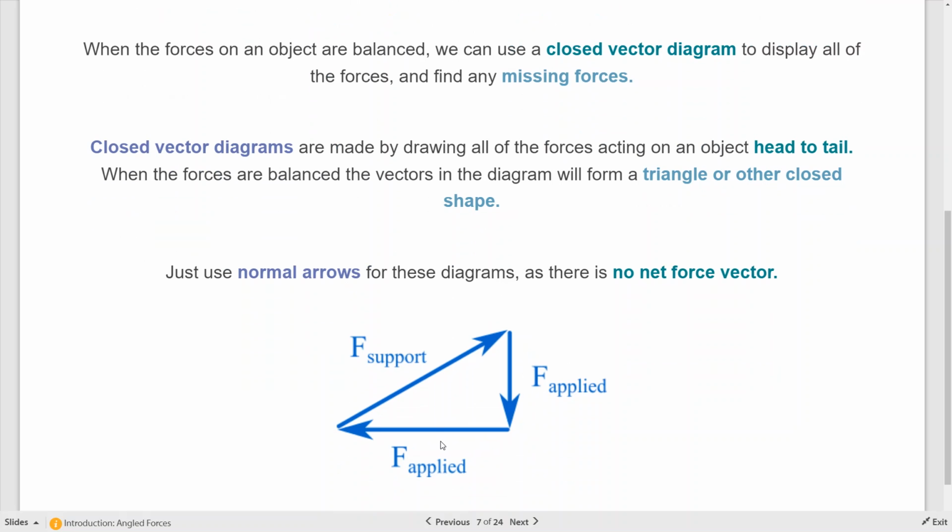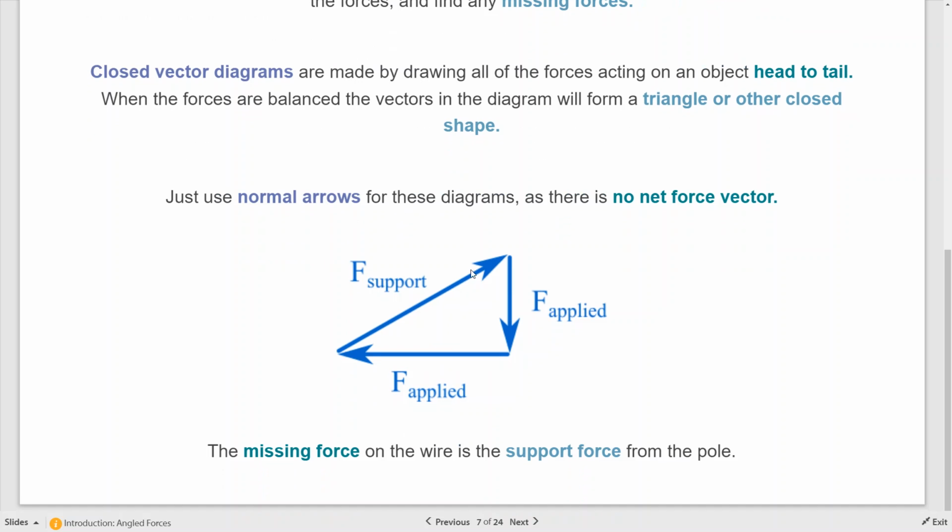You can get all sorts of forces. So whatever the shape happens to be, it has to be closed. In other words, the perimeter has to be whole. And we just use normal arrows for these diagrams. You notice there's no double arrow in here because there's no net force vector. In other words, we're not drawing the resultant force. We're drawing all the separate forces that are balanced, so therefore there's no net force.